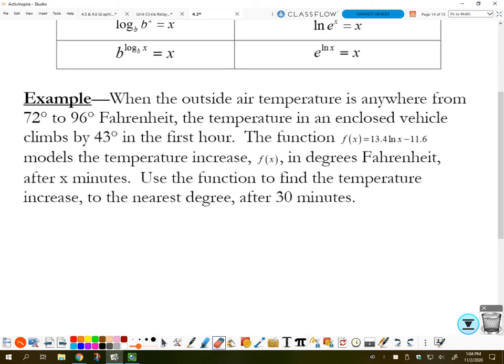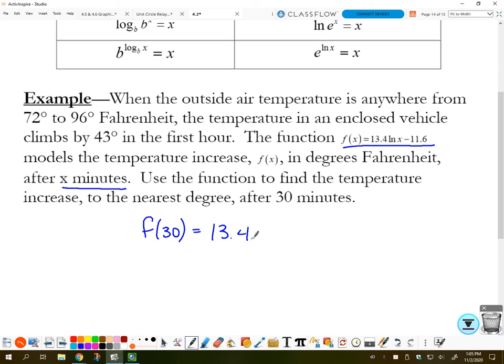All right, so an example of using ln. If you have this formula, f of x is equal to 13.4 ln x minus 11.6. That tells you the outside temperature compared to the temperature inside of an enclosed vehicle. So it models the temperature increase in degrees Fahrenheit after x minutes. So we use the function to find the temperature increase to the nearest degree after 30 minutes. So the one is to find f of 30.